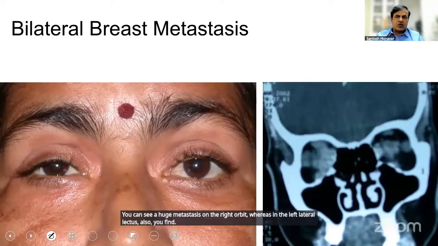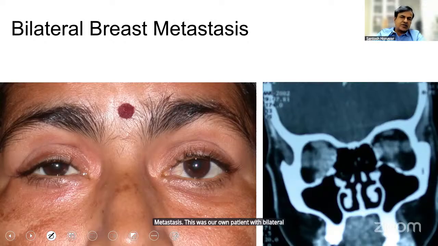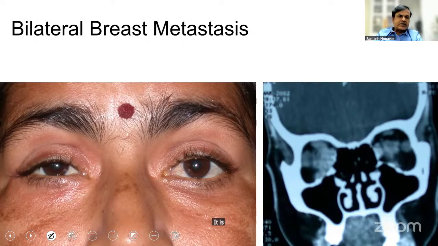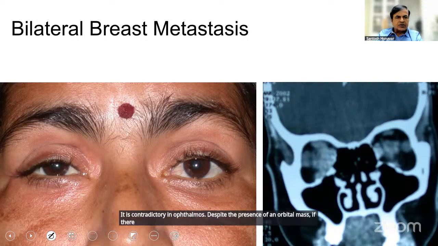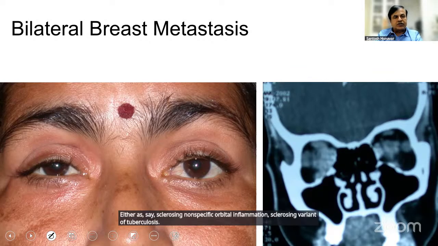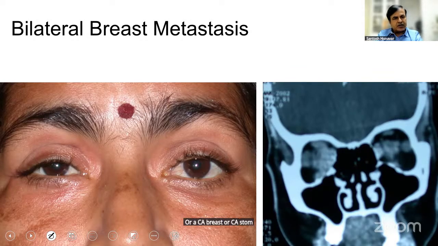This was our own patient with bilateral breast metastasis. In CA breast, some of the breast cancers are serous, and also if a patient were to have serous malignancy of the stomach, there is contradictory enophthalmos. Despite the presence of an orbital mass, if there is enophthalmos, then you suspect that the patient may have either a sclerosing non-specific orbital inflammation, sclerosing variant of tuberculosis, or a CA breast or CA stomach with serous metastasis.